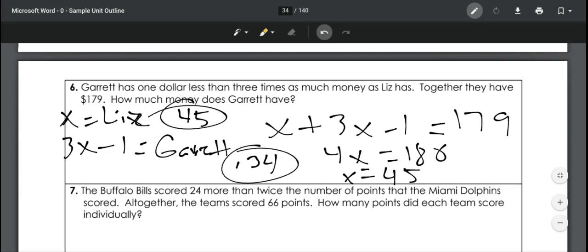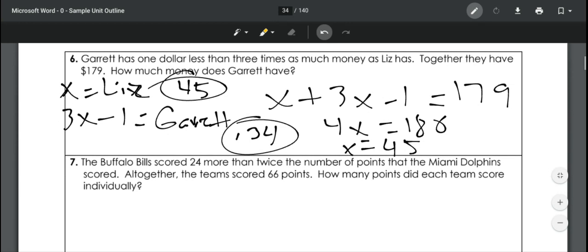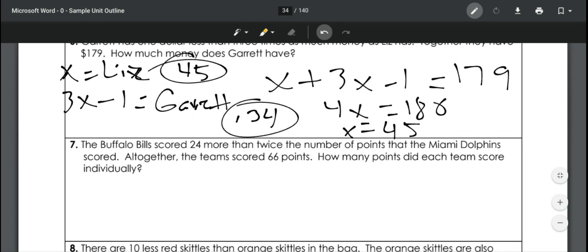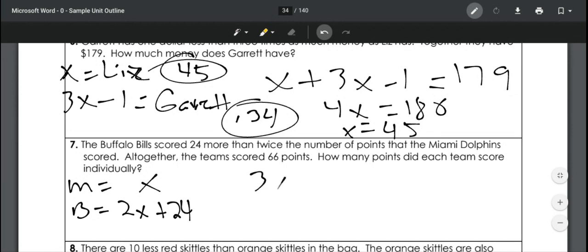Okay, the Buffalo Bills scored 24 more than twice the number of points that the Miami Dolphins scored. So I'm going to do M for Miami will be your x. And then the Buffalo Bills, 24 more than twice, so 2x plus 24. Then you go ahead and put those together, and you have 3x plus 24 equals 66.